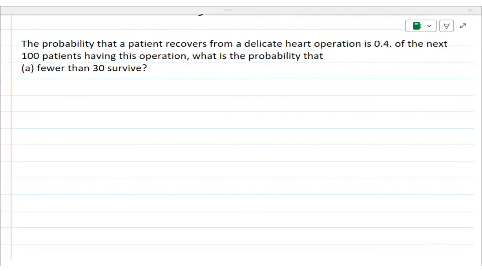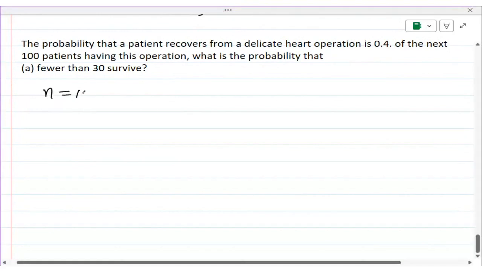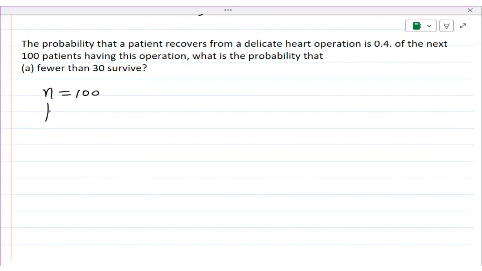Let me first write the parameters. n is 100 because in total there are 100 patients. And what is the probability of success? Success means survive here, because in the question you are asked about survival. The probability of survival is 0.4. What is the probability a particular person will not survive? That is 1 minus p, which is 0.6. Is this clear? These three parameters are clear.